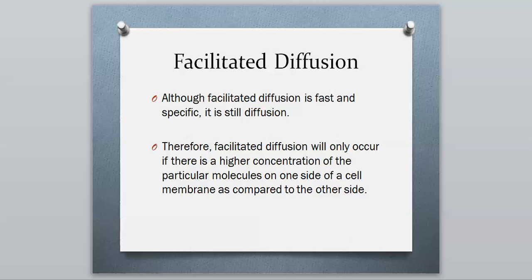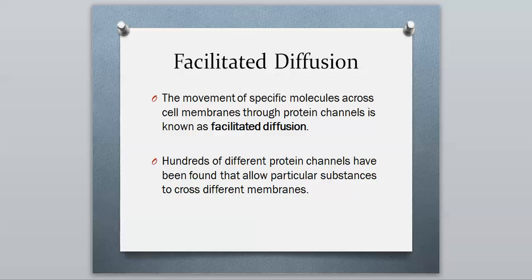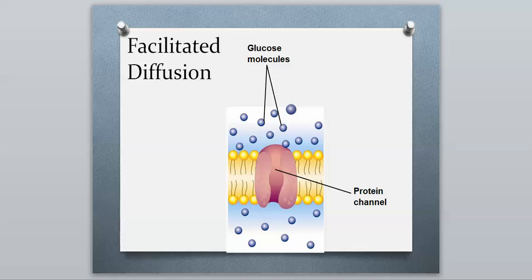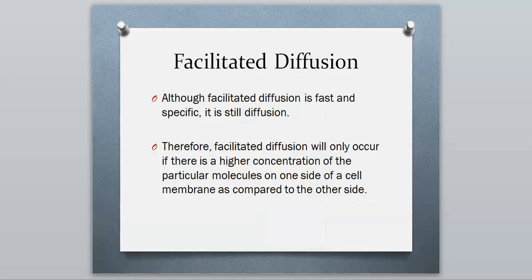Although facilitated diffusion is fast and specific, it is still diffusion. Therefore, facilitated diffusion will only occur if there is a higher concentration of the particular molecules on one side of a cell membrane as compared to the other side. So even though we're using this protein channel right here, it doesn't mean that it can go from an area of low concentration to an area of high concentration. It's still only going to go high to low no matter what. Even though it has to go through a specific channel, it still only goes from high to low.